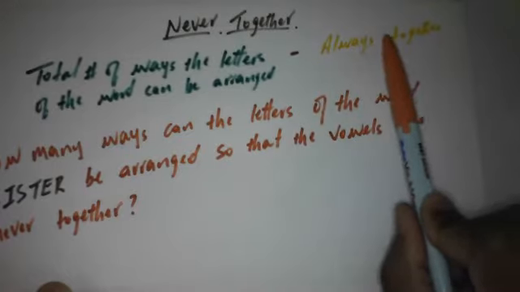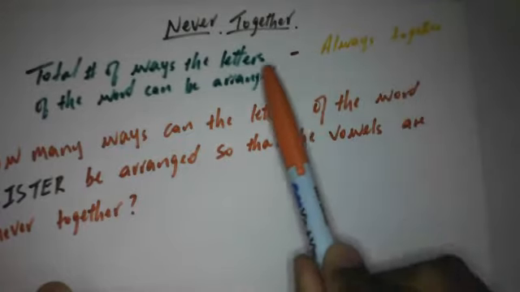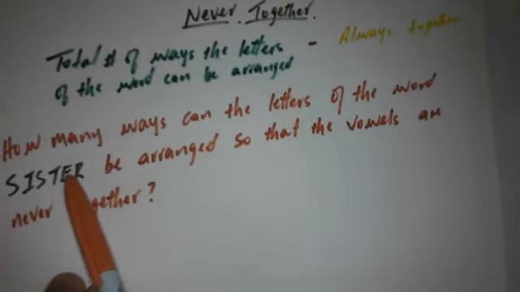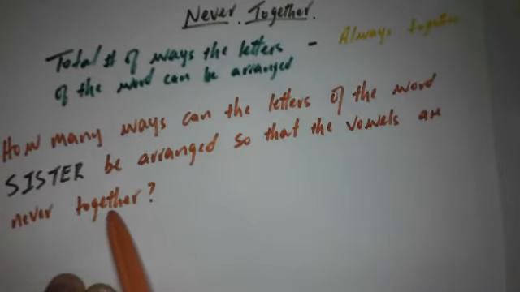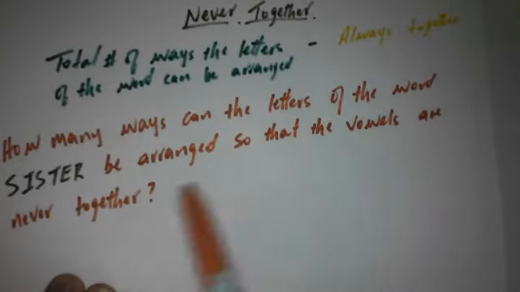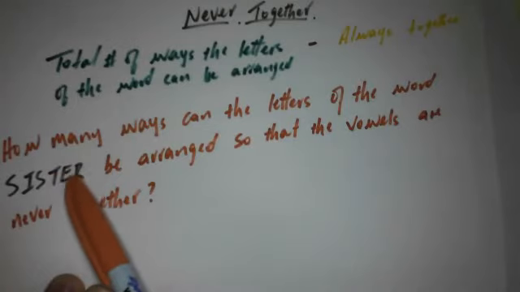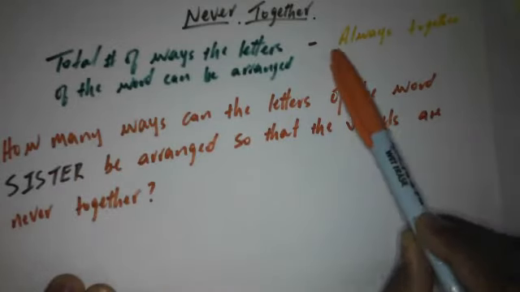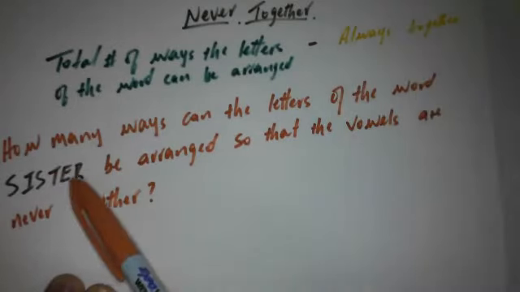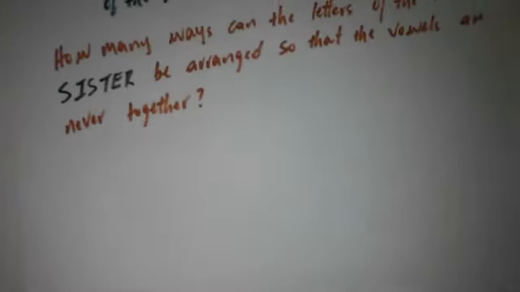That's if the question asks you how many ways can the letters of the word sister be arranged such that the vowels never come together. Okay? So if it's the vowels never come together, then it would be the total number of ways the letters of the word sister can be arranged minus when the vowels come together in this word. So let's look at the example.